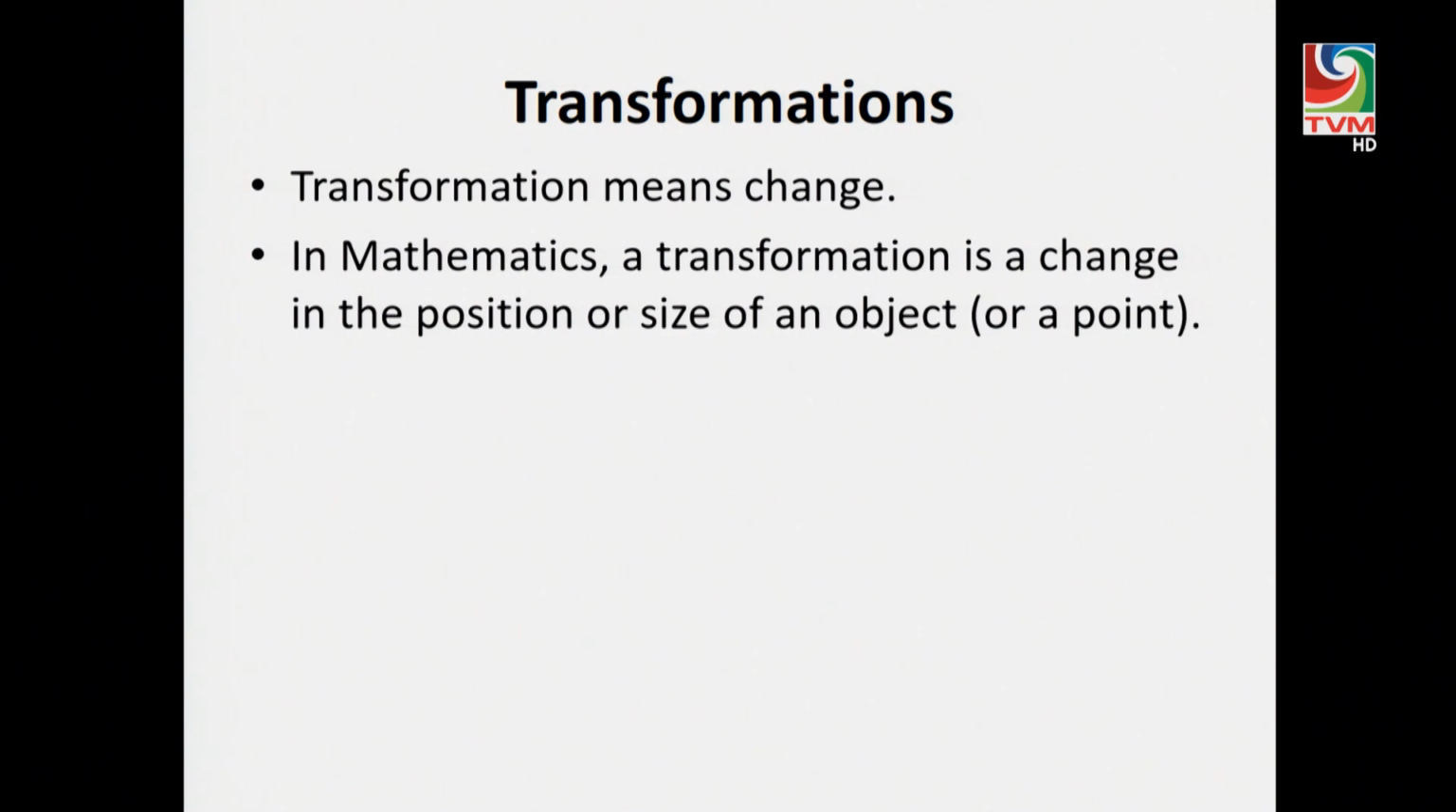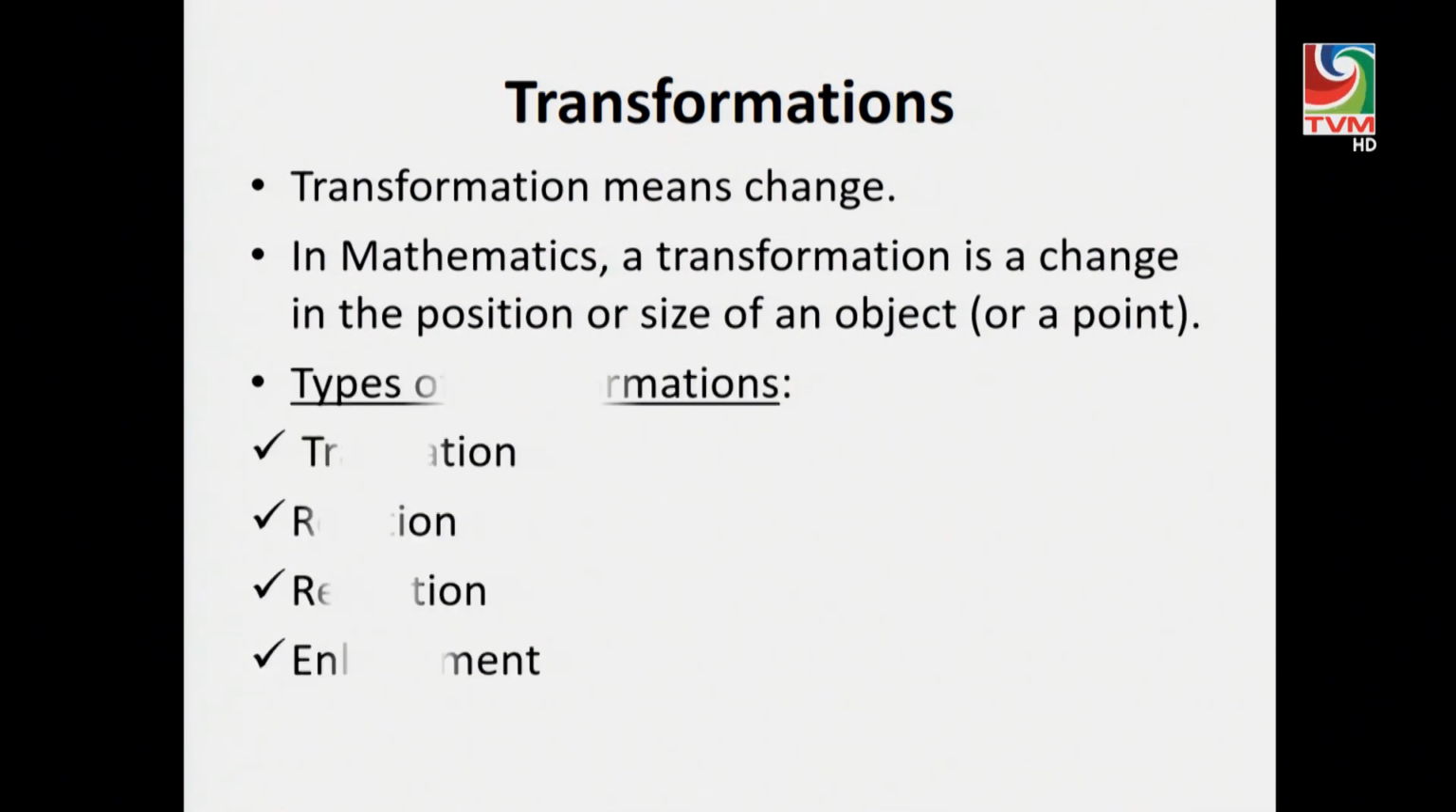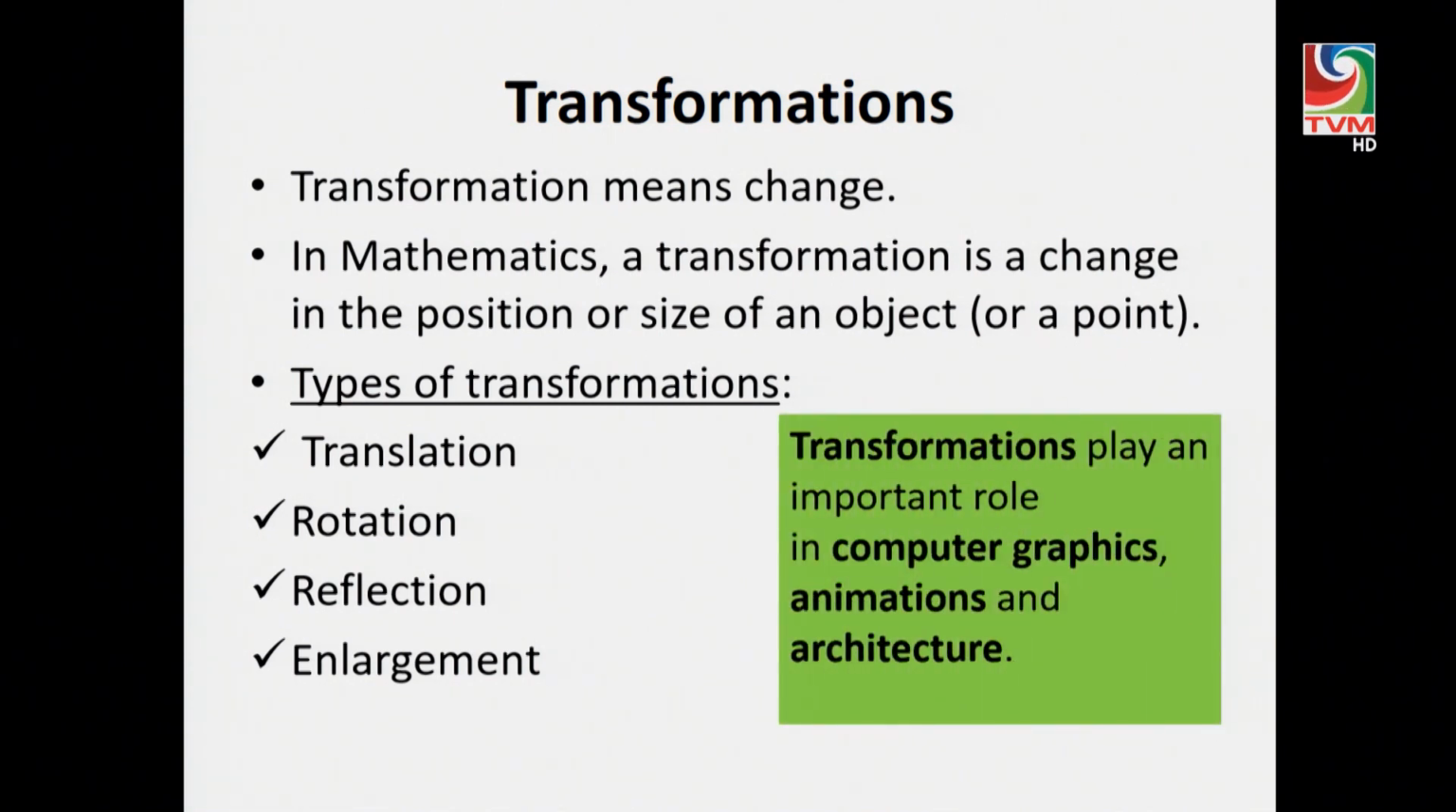Now in mathematics, a transformation is a change in the position or size of an object, or it can be a point even. In the IGCSE syllabus, we have to deal with 4 types of transformations: translation, rotation, reflection and enlargement. Transformations play an important role in computer graphics, animations and architecture as well. Out of the 4 types of transformations, today's lesson is about translation.